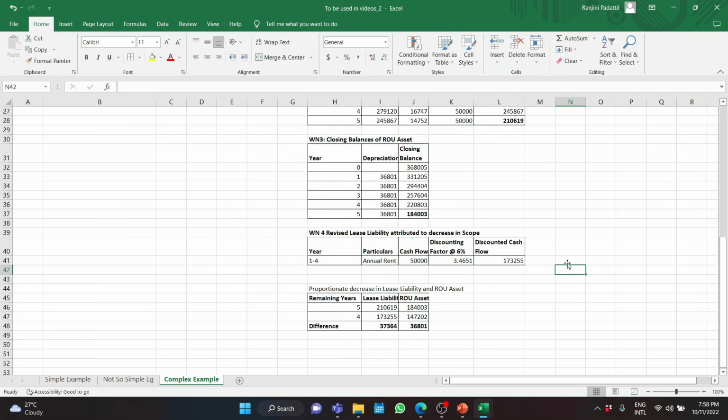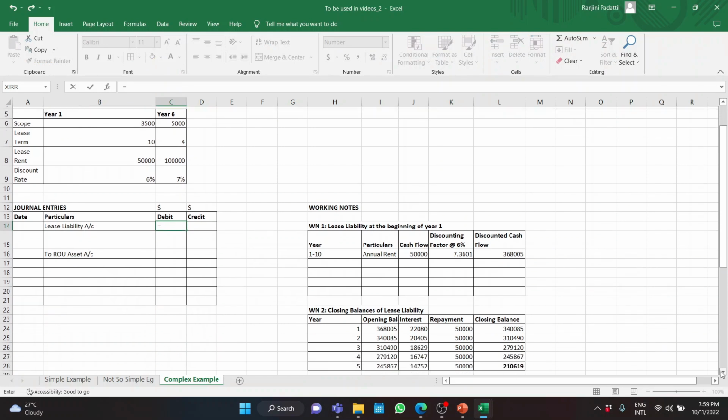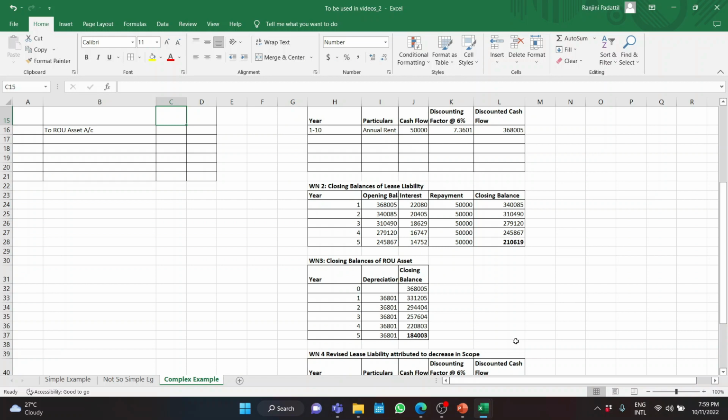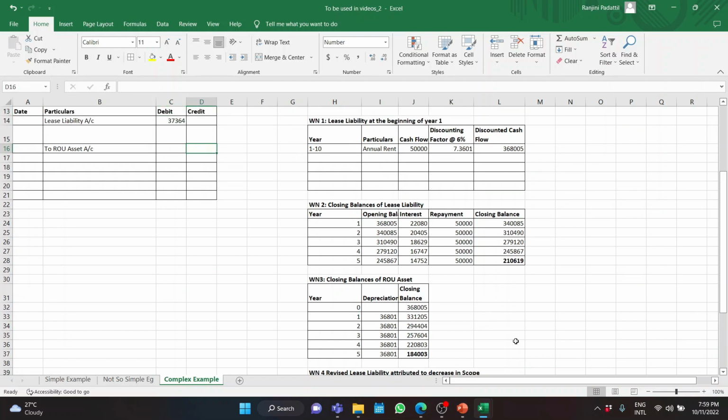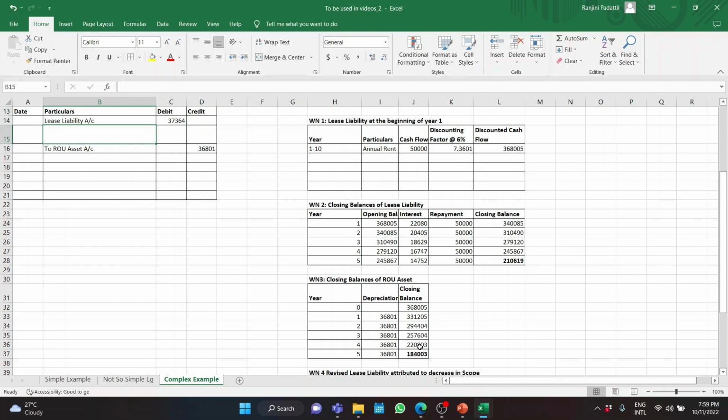So this is going to be our first entry, that is reducing the lease liability and the ROU assets proportionately. Lease liability account debit to ROU asset account. The difference is supposed to go to the P&L account. Lease liability is debited for a value of 37,364. ROU asset is credited for a value of 36,801. The difference goes to the P&L account. So this is your first entry.